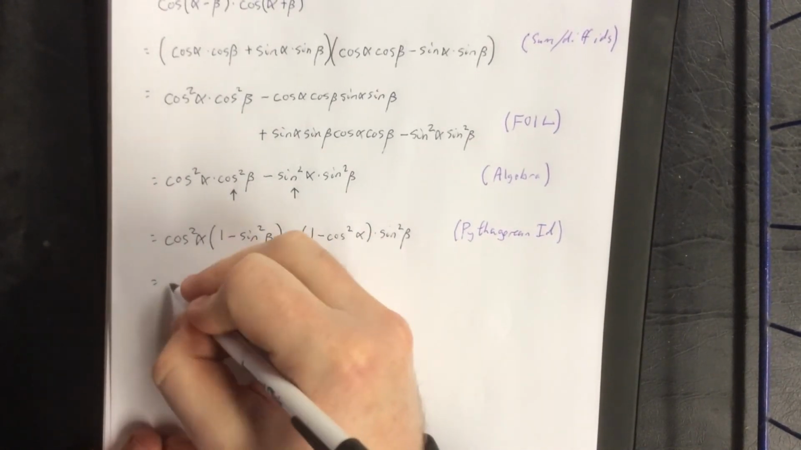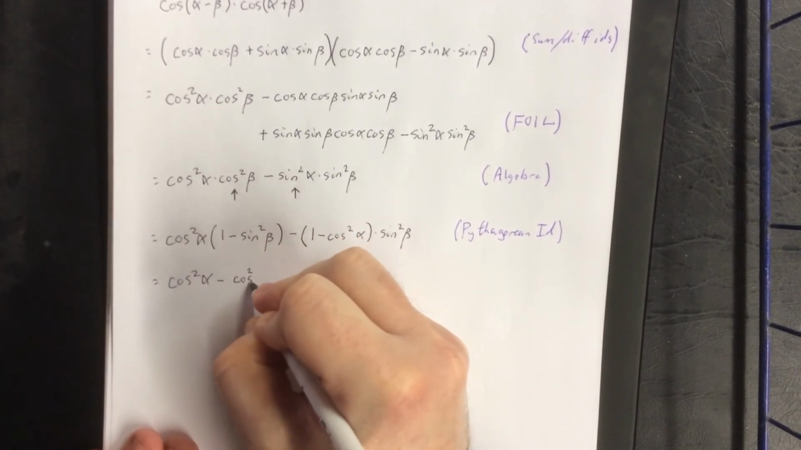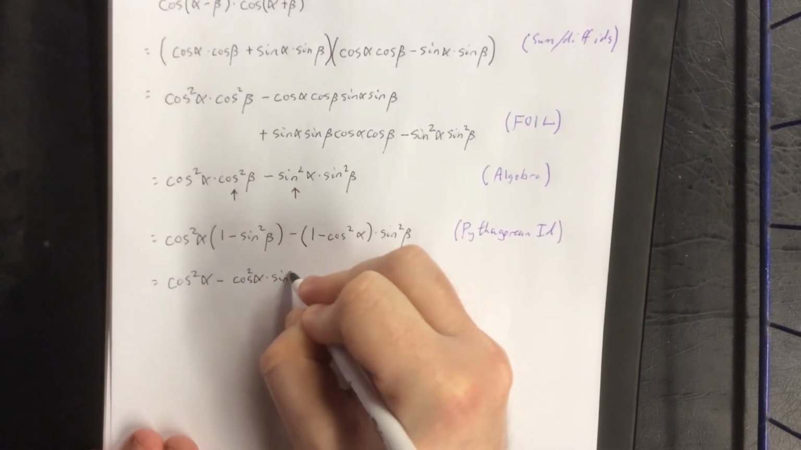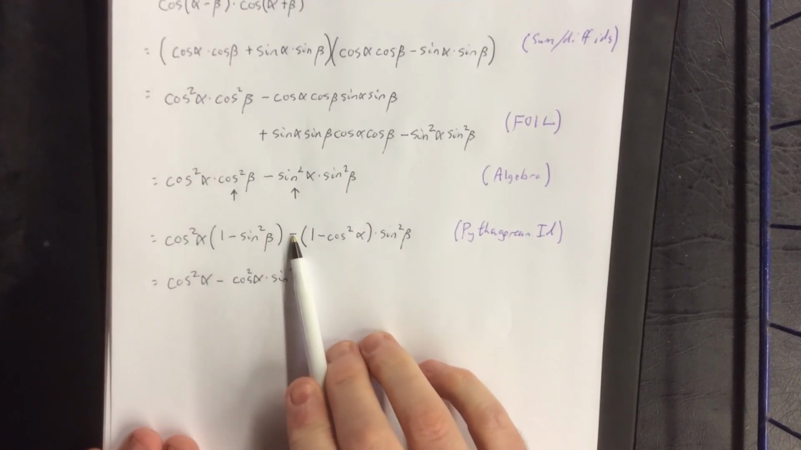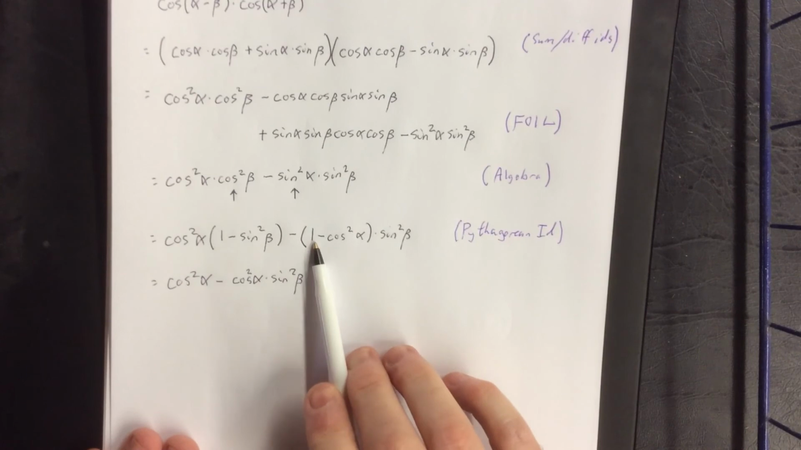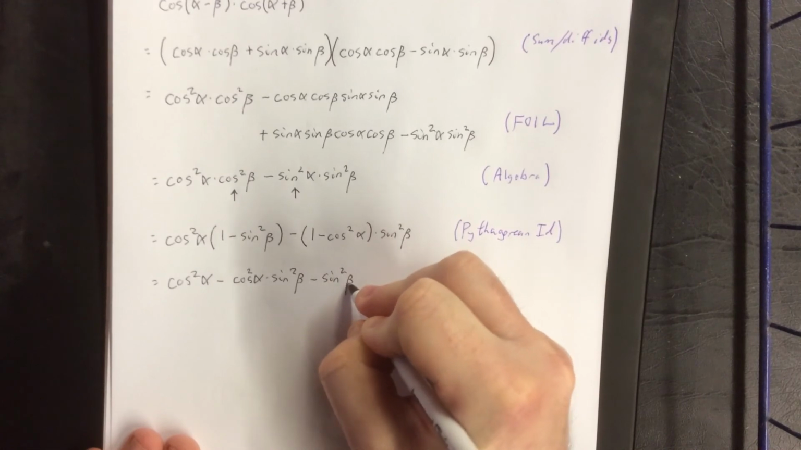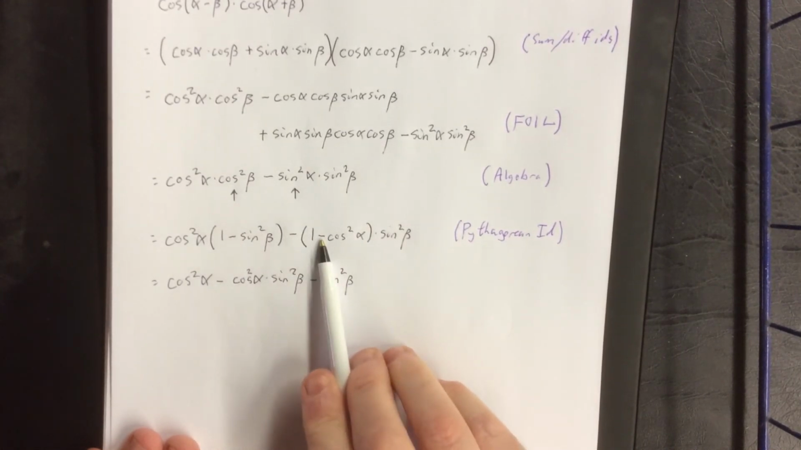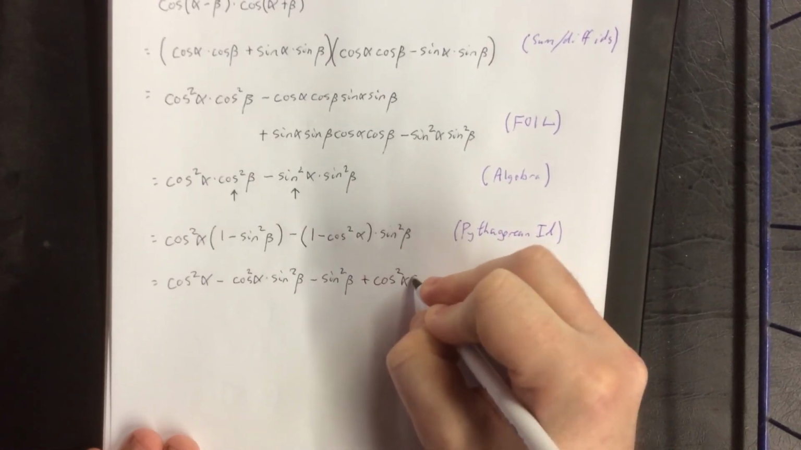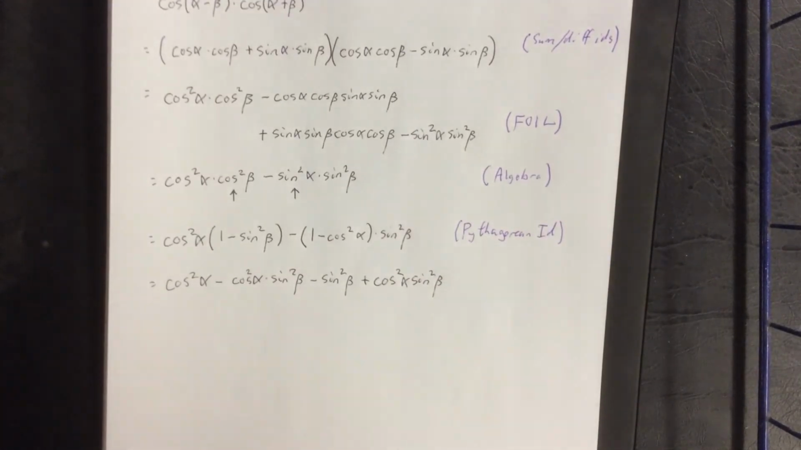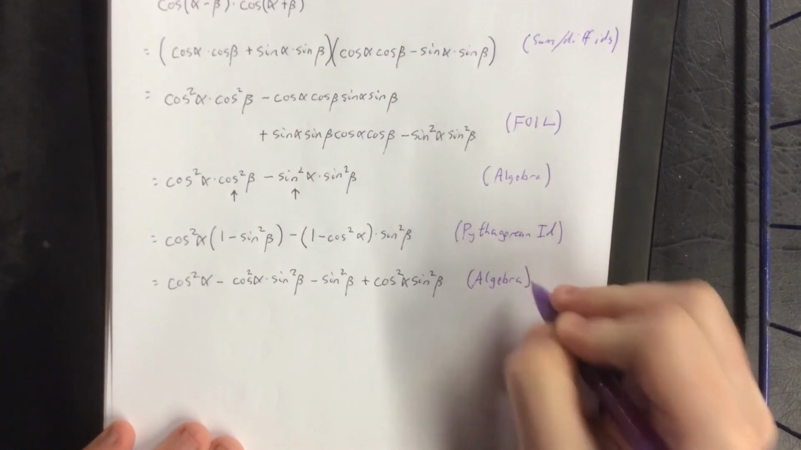We'll distribute the cosine squared of alpha. So cosine squared of alpha times 1, and then cosine squared alpha times negative sine squared beta. Now for the second set of parentheses, we're actually going to be distributing the negative sign as well as the sine squared of beta. So the 1 will become negative sine squared beta. Then distributing the negative, this will be plus cosine squared alpha sine squared beta. That was a step where we were applying the distributive property, so we'll call that algebra.